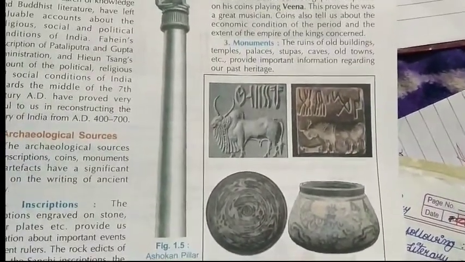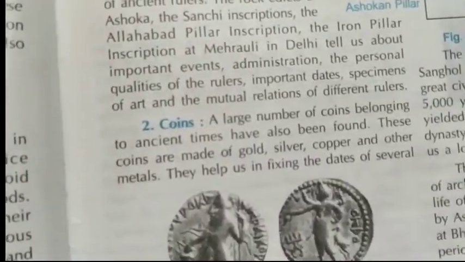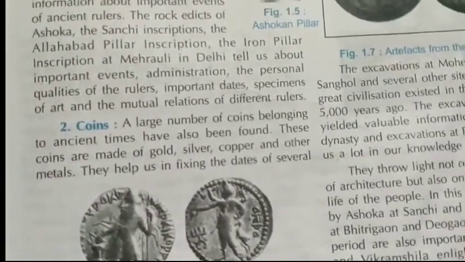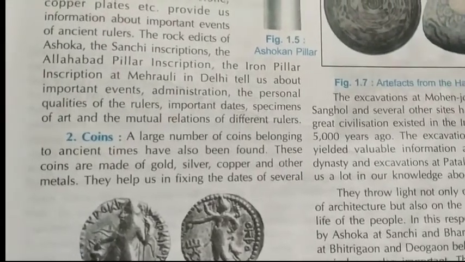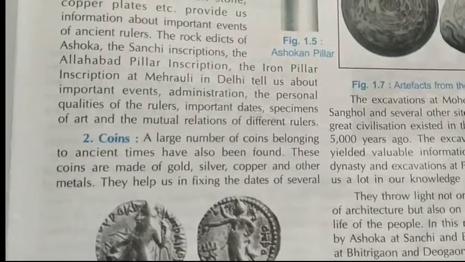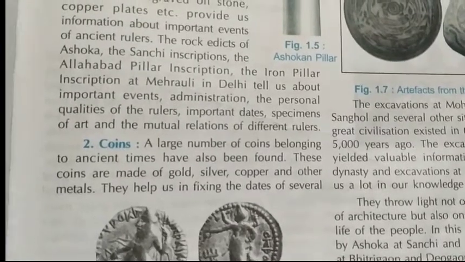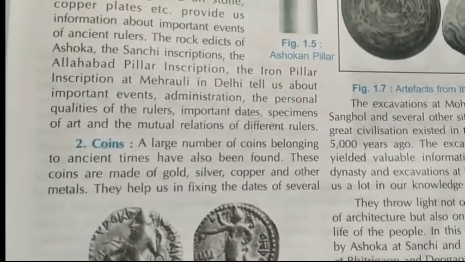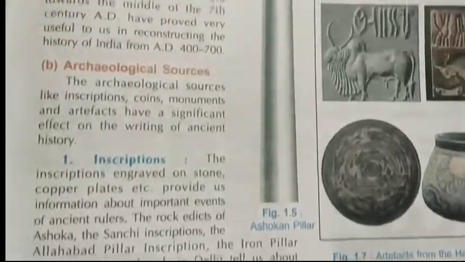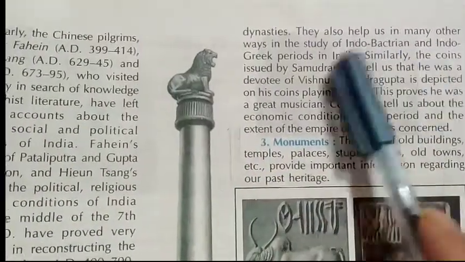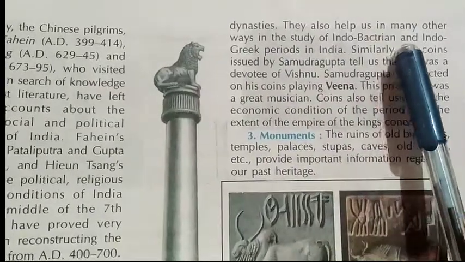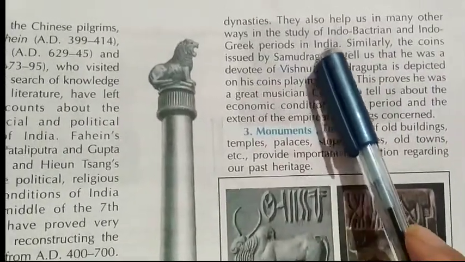So next is coins. A large number of coins belonging to ancient times have also been found. These coins are made of gold, silver, copper, and other metals. They help us in fixing the dates of several dynasties. They also help us in many other ways in the study of the Indo-Bactrian and Indo-Greek rulers in India.